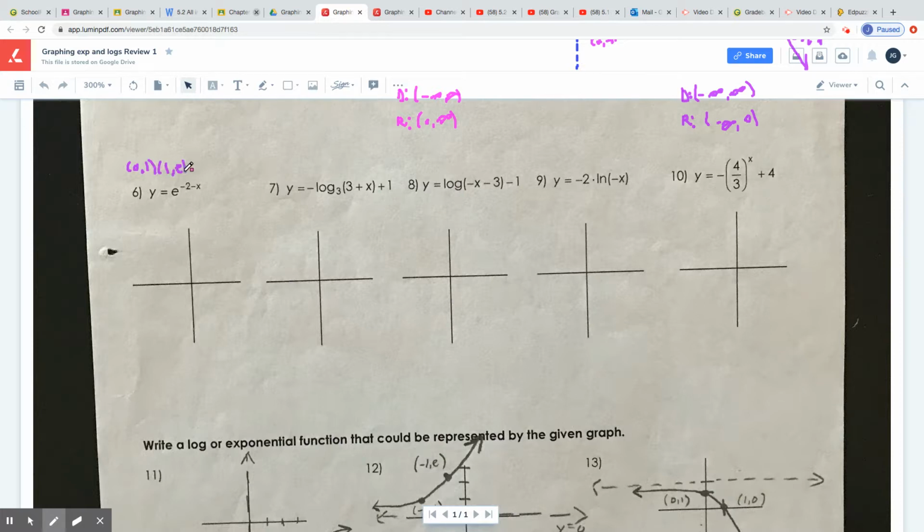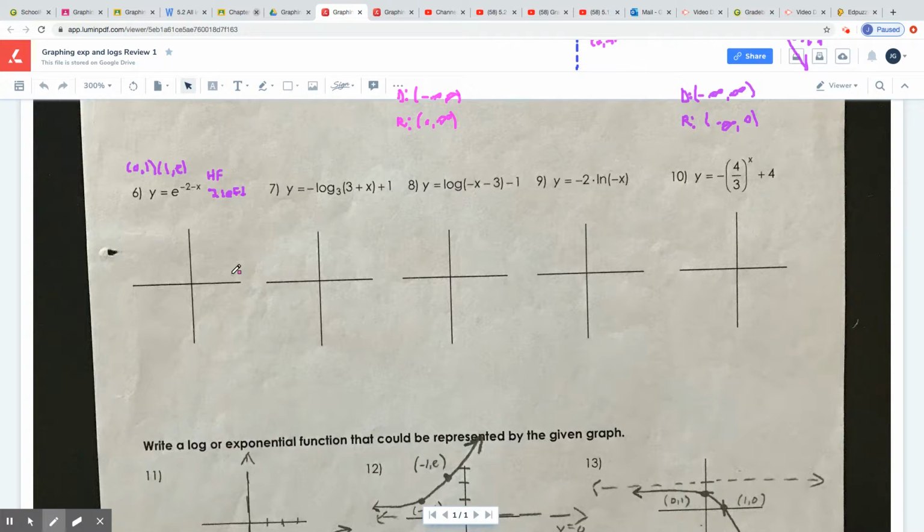All right. So we have base e. So it's going to be 0, 1. All right. And then 1, e. Now we have 2 things going on here. We have a negative in front of the x. So we have a horizontal flip. And we have a horizontal slide. So we set that equal to 0. It's not 2 that sets that equal to 0. It's -2, which means we're moving 2 to the left.